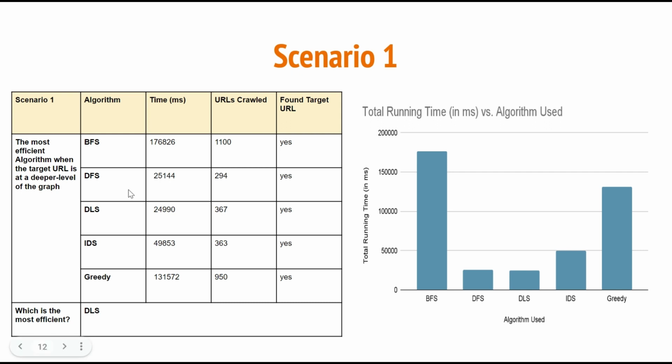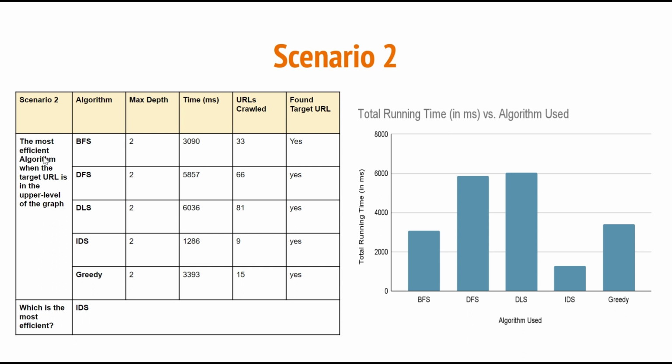Whereas DFS and DLS don't have to traverse level-wise, and they don't have to crawl this many URLs. They can easily reach that depth, and once they get that node, they can easily exit the operation. Because of that, they took less time. Even though IDS performed pretty good, here IDS could not outperform DLS because IDS is also iteratively calling DLS at each level. From the graph it is clearly visible that DLS is the best.